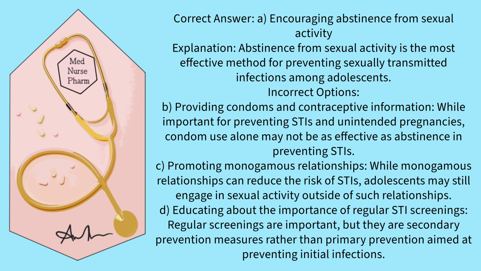If you chose option A, you are correct, encouraging abstinence from sexual activity. Abstinence from sexual activity is the most effective method for preventing sexually transmitted infections among adolescents.